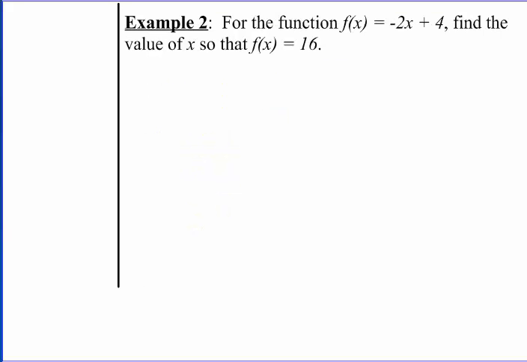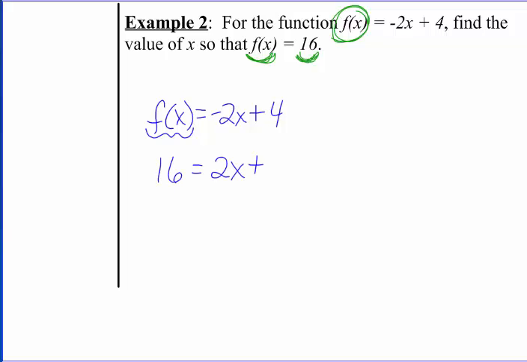Let's take a look at another example. For the function f of x equals negative 2x plus 4, find the value of x so that f of x is equal to 16. So note, it's my entire f of x that is equal to 16. So when I substitute it in, I want to replace the entire f of x part with the 16. Again, the entire f of x part is the exact same thing as y. That whole thing is equal to 16, equal to negative 2x plus 4, and then you solve the equation.